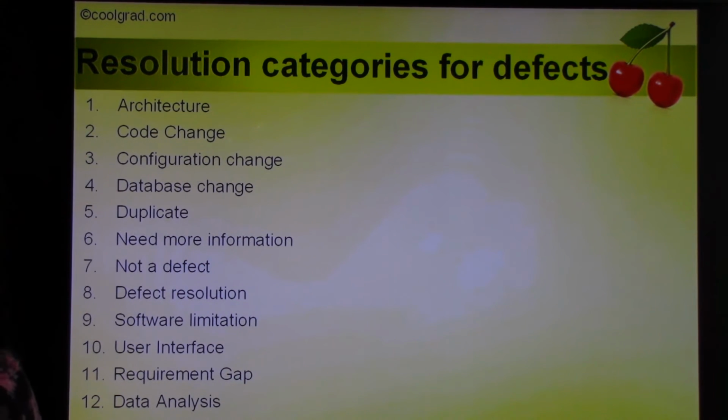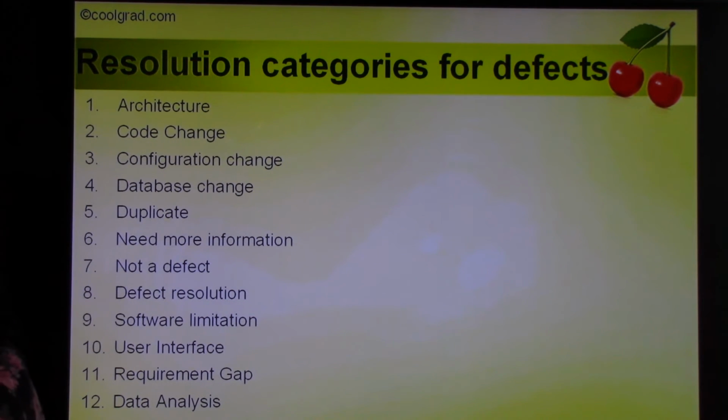Data analysis. Sometimes a bug is caused due to wrong data. Instead of giving a particular kind of data, they might be feeding in the wrong data. So once they fix the type of data that's going into the system, it might resolve the bug.